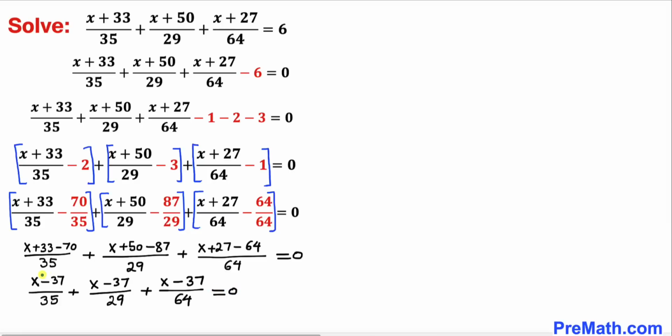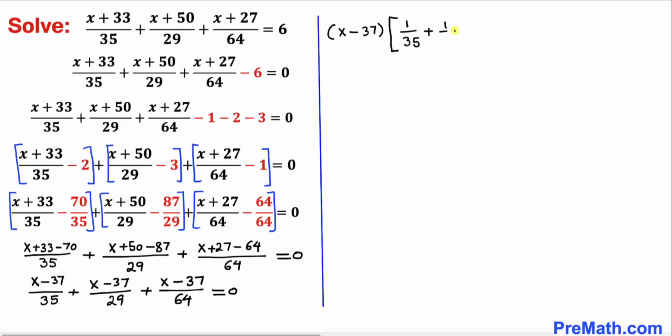And now we can see that x minus 37 is common among all these three terms. So therefore, we are going to factor out x minus 37 outside, and inside this bracket we are going to have 1 divided by 35 plus 1 divided by 29 plus 1 divided by 64 equals 0.